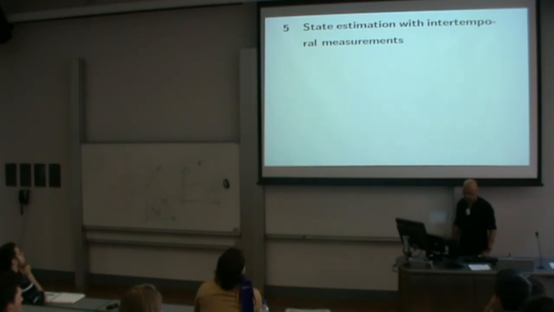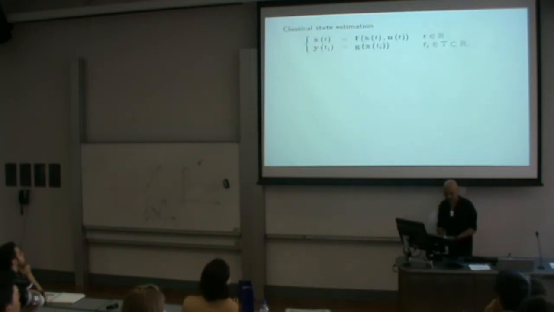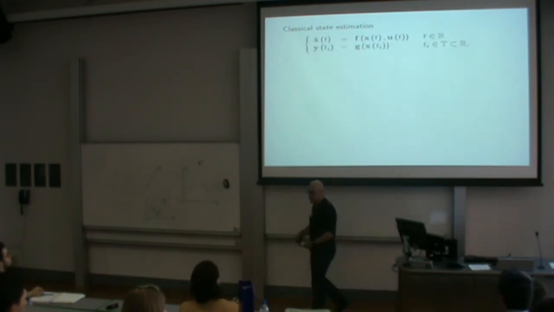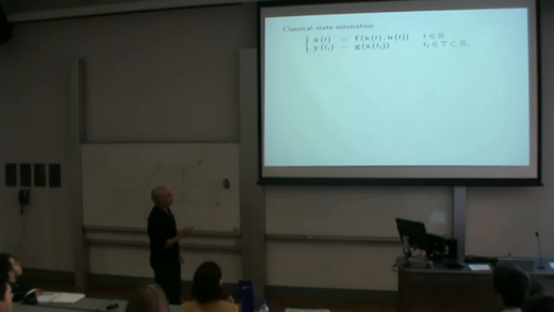Now, I will deal with state estimation with intertemporal measurements. I will define what it is. What is a classical state estimation problem? You have an input, you have a state, so you have a first order differential equation, and for some times t_i corresponding to measurement times, you have such an equation. So the measurements you make at time t depend only on the state at time t.